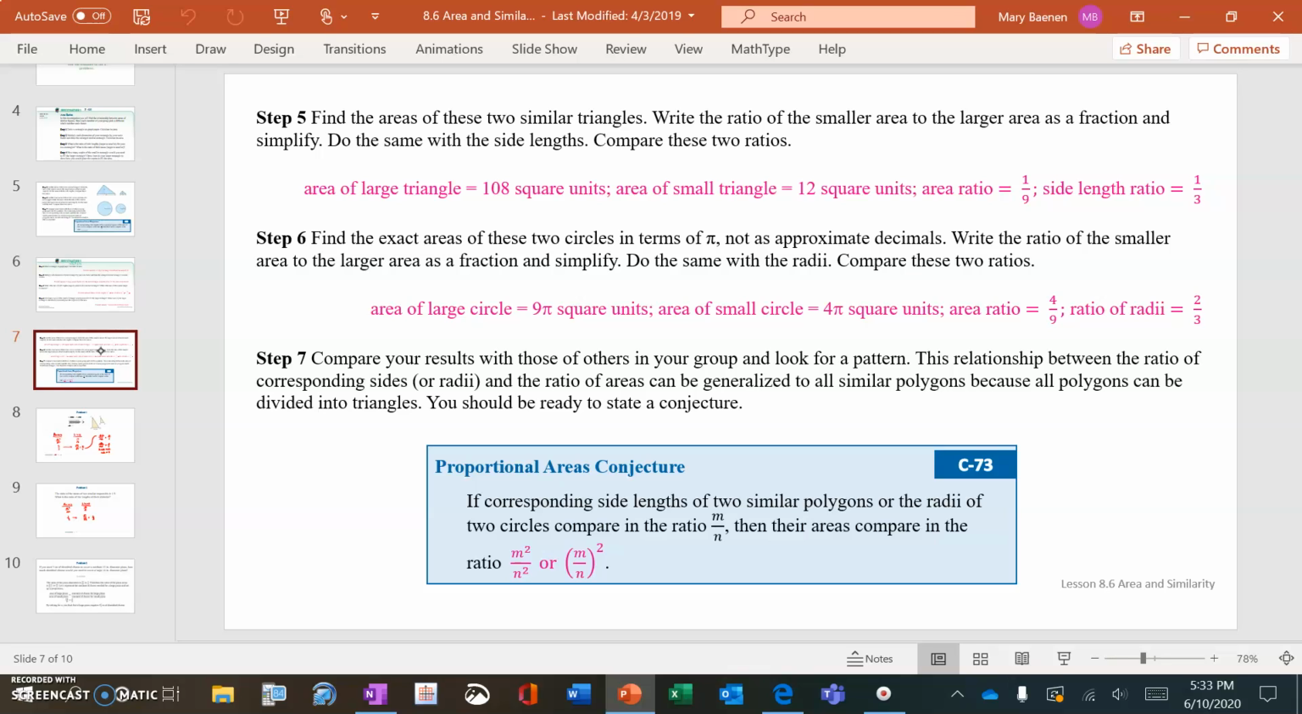Right over here is conjecture number 73 for what we just discovered. If corresponding side lengths of two similar polygons or the radii of two circles compare in the ratio of m over n, then their areas compare in the ratio of m squared over n squared. That is conjecture number 73 that should be added to your conjecture list. Now there are a couple of examples here.